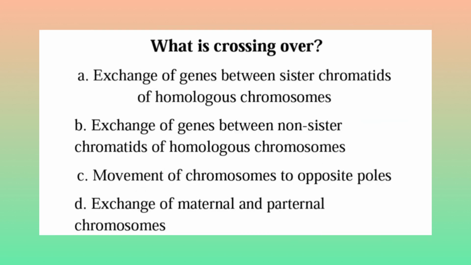17. What is crossing over? A. Exchange of genes between sister chromatids of homologous chromosomes. B. Exchange of genes between non-sister chromatids of homologous chromosomes. C. Movement of chromosomes to opposite poles. D. Exchange of maternal and paternal chromosomes. Answer B. Exchange of genes between non-sister chromatids of homologous chromosomes.